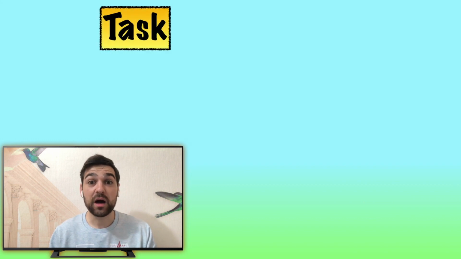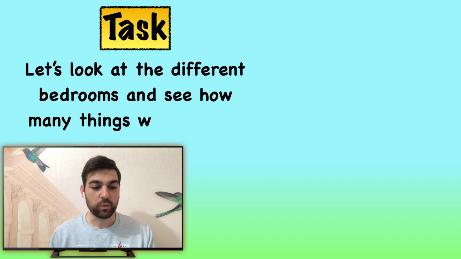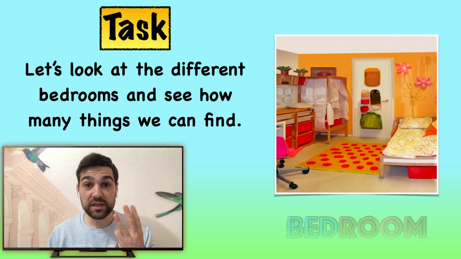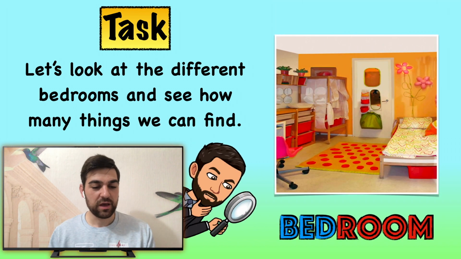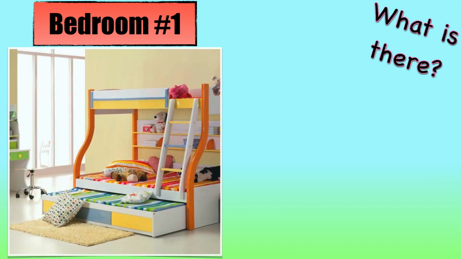Now we have a task, and it's a very interesting one. We are going to look at 3 different bedrooms, and we're going to find out how many things we can see. Let's start with the bedroom. Bedroom number 1. Look at the picture. What can we find there? Let's start from the beginning.